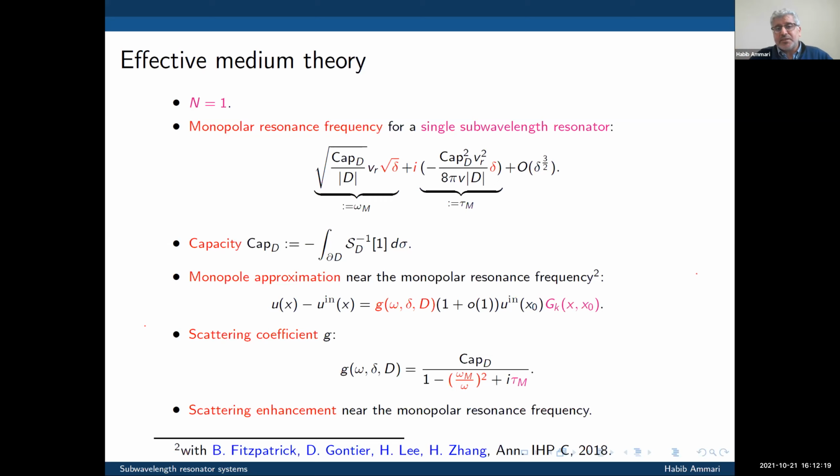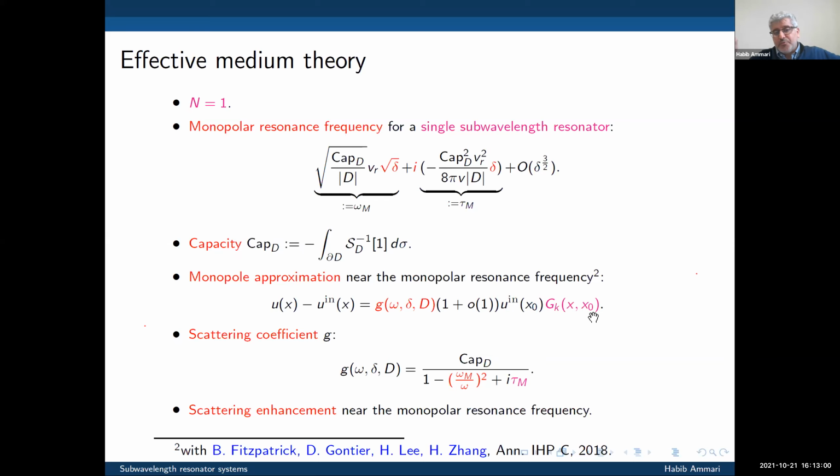If I have only one resonator, then this eigenvalue of the matrix, that would be a 1 by 1 matrix, and the eigenvalue would be this one here, square root of delta. This is the real part, delta the imaginary part, and now the capacity of this single resonator enters into play. So the real part is approximated by this, the imaginary part is approximated by this, and the scattered field is of monopolar type, because the scattered field is proportional to the Green function. This is the fundamental solution of the Helmholtz equation at the location.